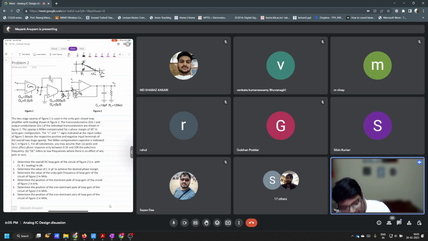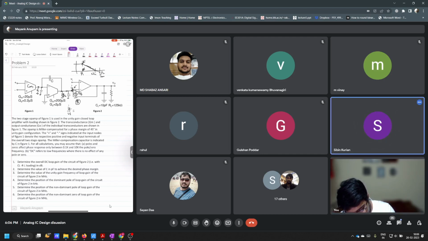Calculate this current's exact value, not the approximate things that have been taught to you in the class. You find the exact current. This current will have some real term, and it will be in terms of S, so it has some real part and some imaginary part. When you do IT by VT, you will get the overall admittance at this node.